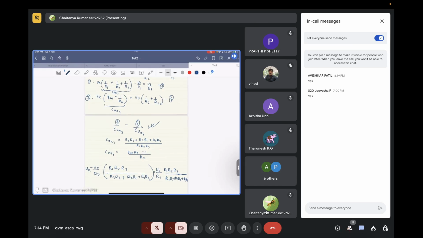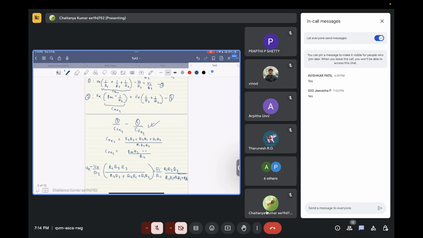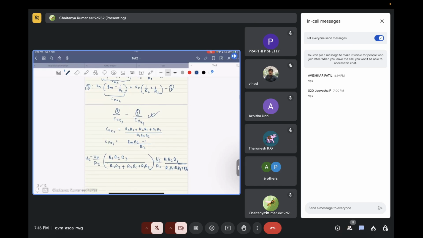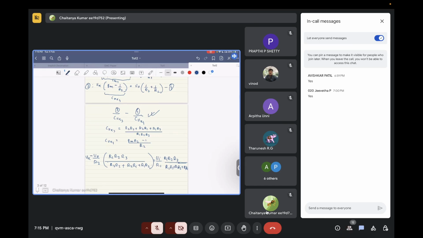Is the third equation written correctly? Okay, so how will we write the other equation? We have to subtract this equation from Vx plus V naught times (1 by R2 plus 1 by RL) times R2 by (gm R2 minus 1).